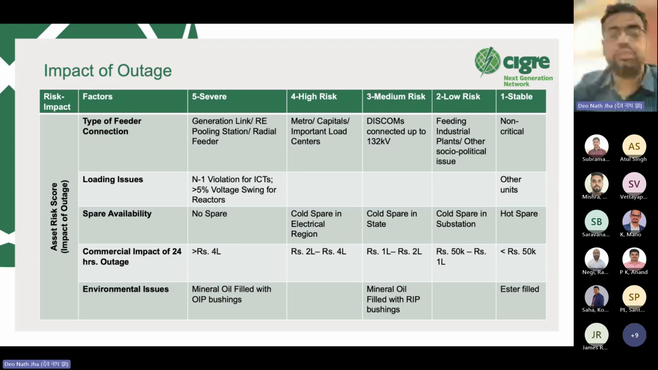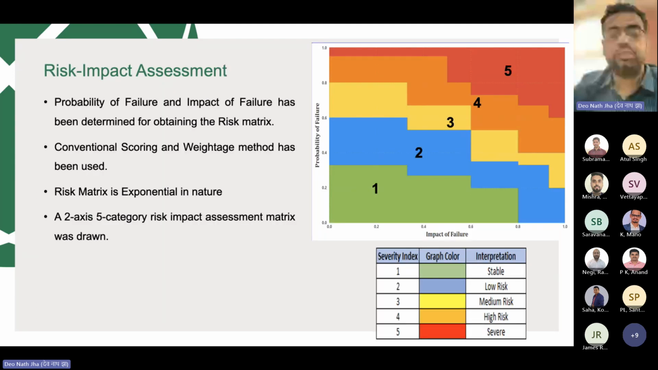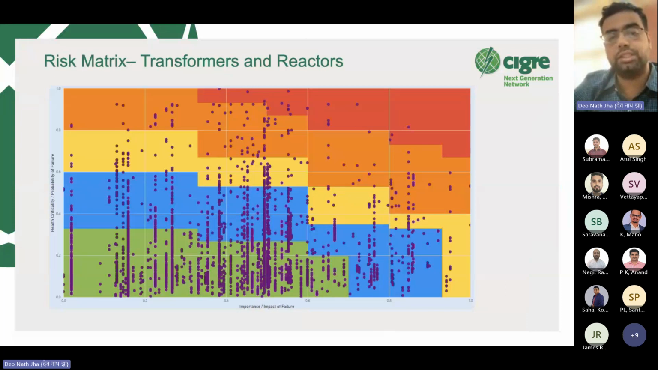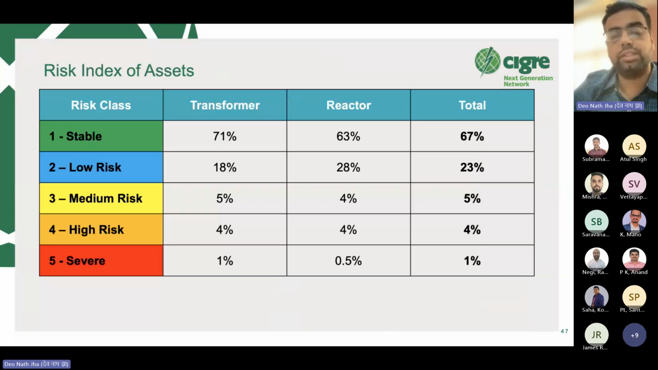So based on this, we are formulating a risk impact assessment matrix. We are using an exponential risk matrix. And when we populated all our around 3800 transformers and reactors based on these parameters, we found about 70% of those units to be in a stable category, while only 1% appeared in the severe category. So this was an example of a data-driven approach for creation of a digital twin.